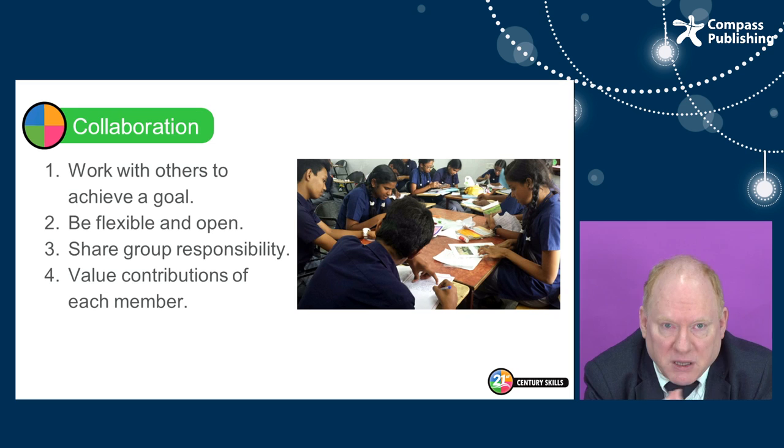You can even scaffold this. You can explain this. You could put up a poster and say, how about, what if we, maybe we should. Little phrases like that you can make into a poster and put on your classroom wall so that students know how to collaborate and how to get openness out of each other. It's important to share group responsibility in the collaborative process. We don't want one person doing all the work and other people just kind of doing nothing.